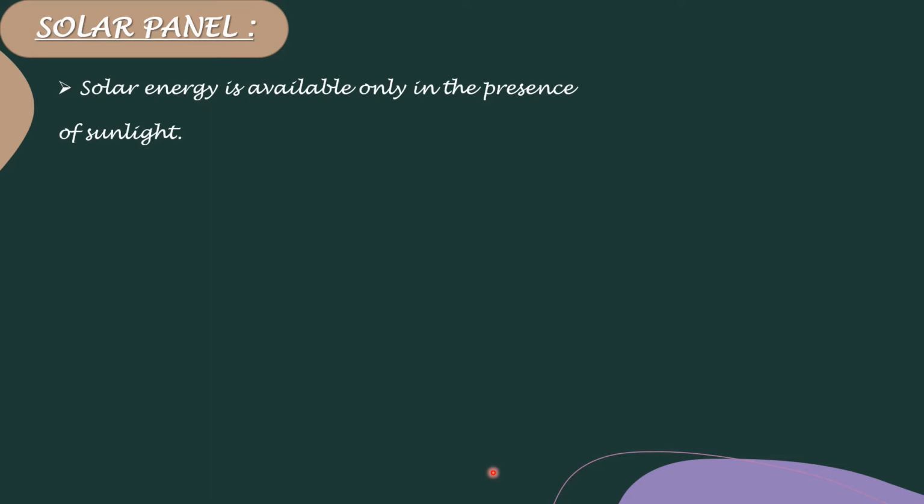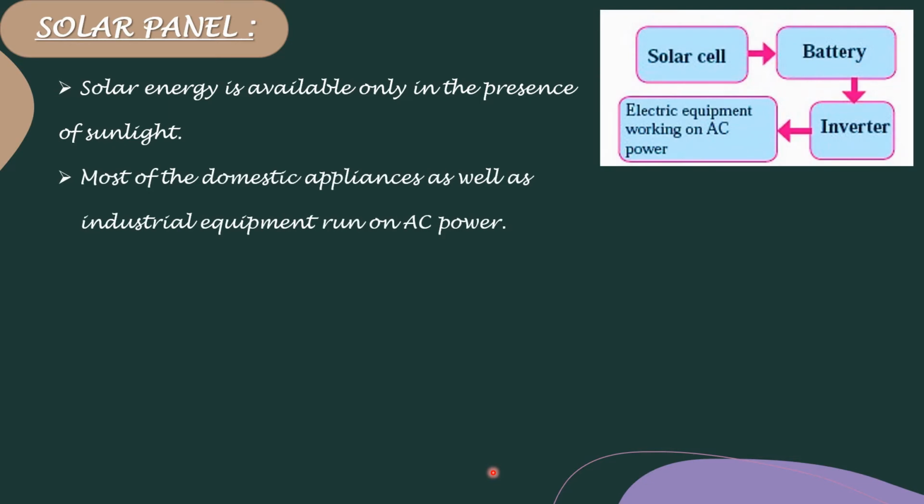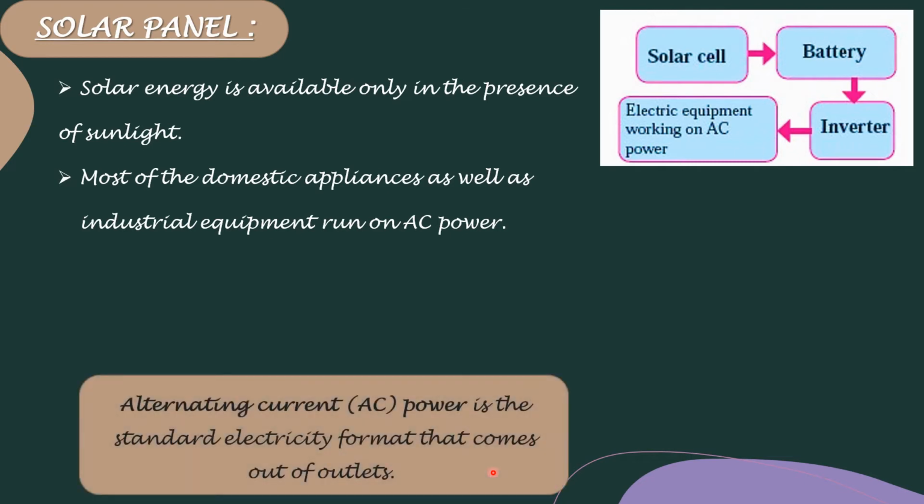However, most of the equipment in domestic as well as industrial use runs on AC power. And in such a case, the DC solar power must be converted to AC power using an electronic device called an inverter. Students, know what is AC power? AC power is alternating current power. It is the standard electricity format that comes out of the outlets.